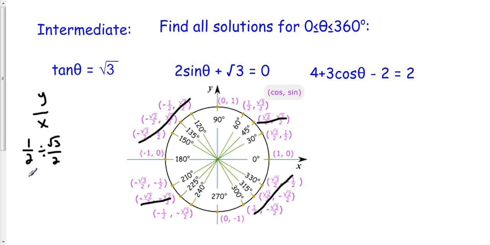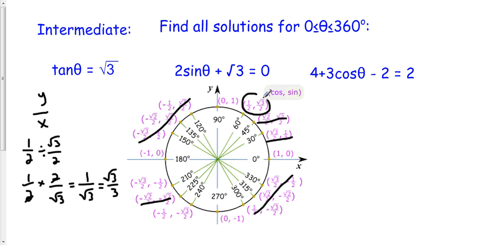When we divide fractions, I remember that I multiply by the reciprocal. So multiply by 2 over root 3. The 2's cancel out. We get 1 over root 3, which ends up being root 3 over 3. And that's not root 3. So it's not going to be 30 degrees. So my guess is it's going to be 60 by process of elimination. But let's double check and make sure that we indeed are correct with that conjecture.